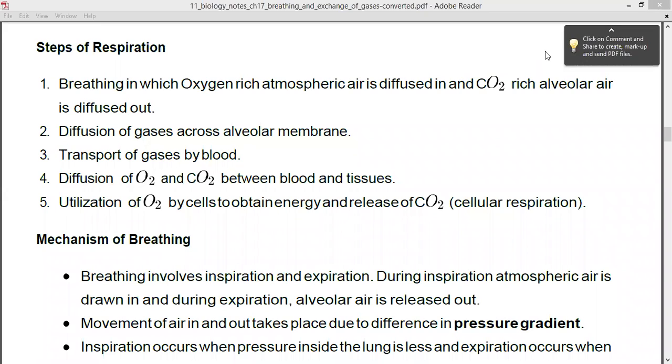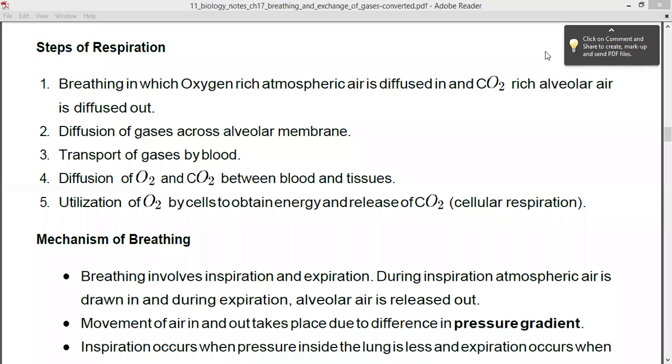So there are several steps of respiration, right? First is breathing, in which oxygen rich atmospheric air is diffused in and CO2 rich alveolar air is diffused out. So the first step of respiration includes whatever oxygen you are breathing being diffused inside your body, and the CO2 from the alveolar air is diffused out. So the in and out of oxygen as well as carbon dioxide respectively takes place, right?